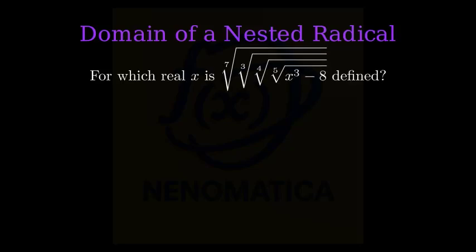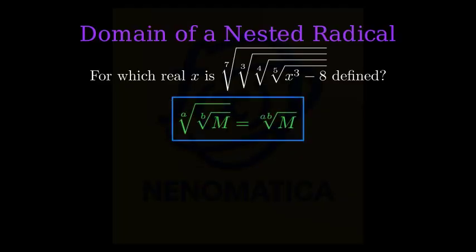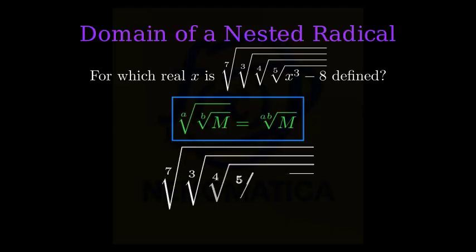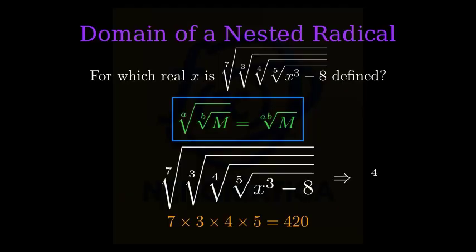Step 1. Combine the nested radicals. The rule is the ath root of the bth root of m equals the a times bth root of m. Apply this repeatedly to 7, 3, 4, and 5. The product 7 times 3 times 4 times 5 equals 420. So the whole expression becomes the 420th root of x cubed minus 8.